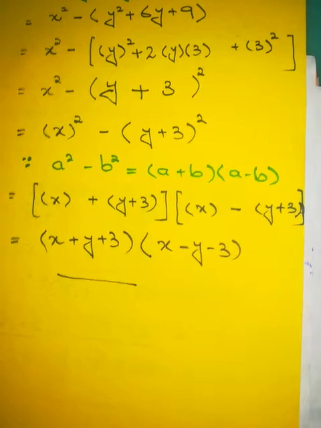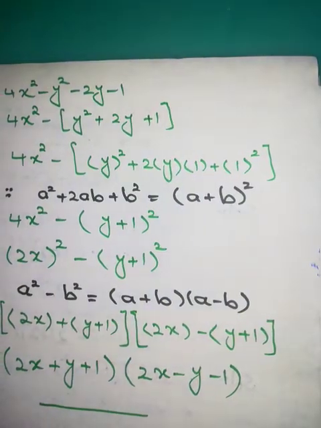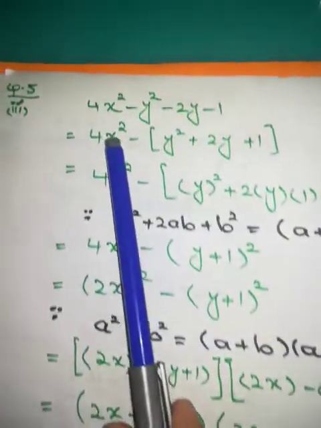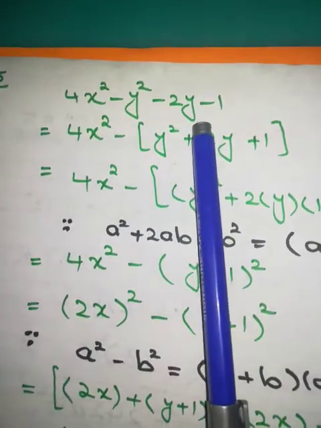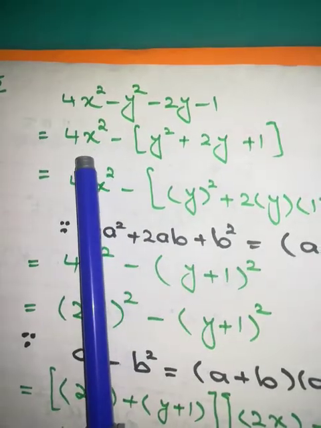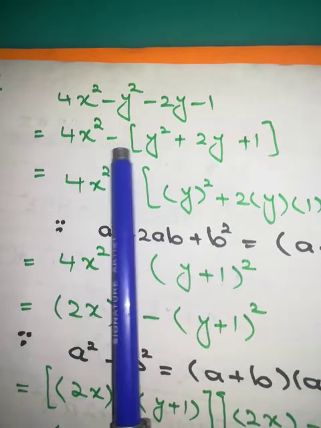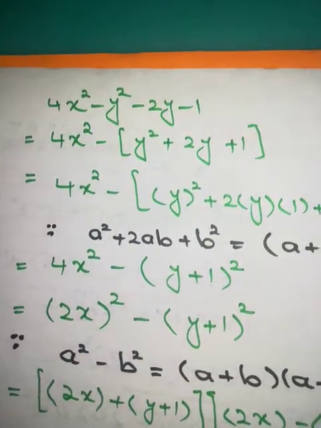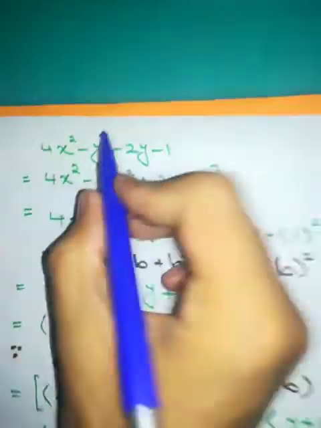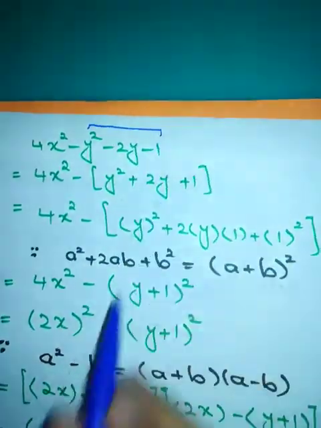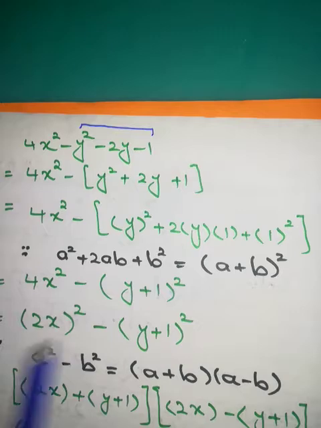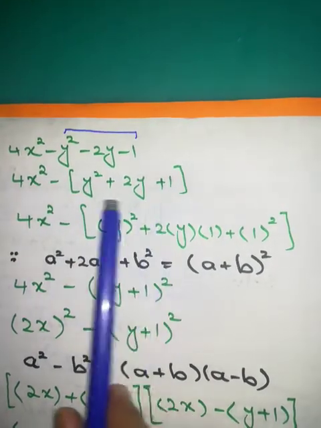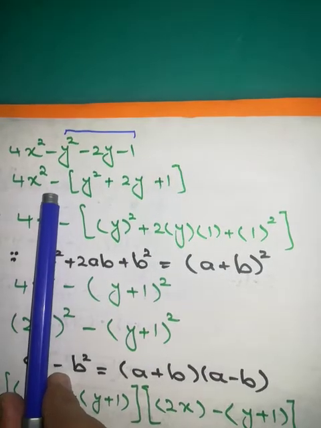Now proceed to the third part of question number 5. The question is 4x square minus y square minus 2y minus 1. Here 4x square minus, by taking minus common from the second term onward, it will be minus into y square plus 2y plus 1, because the sign changes when a negative is taken common.